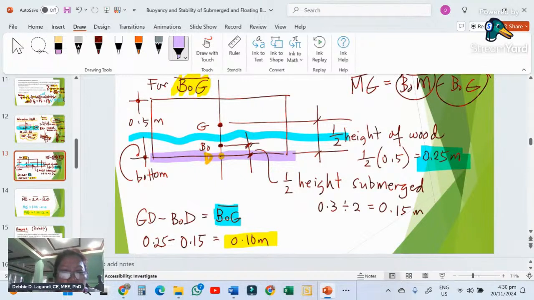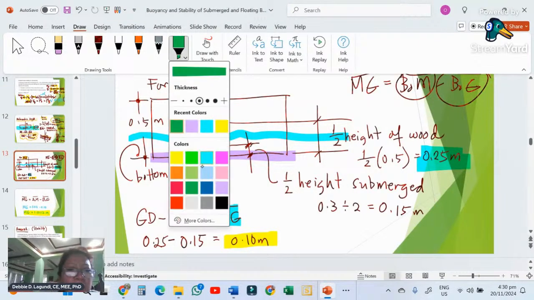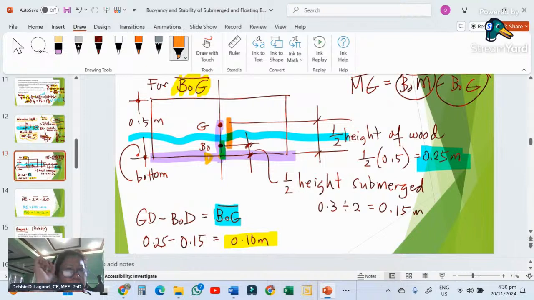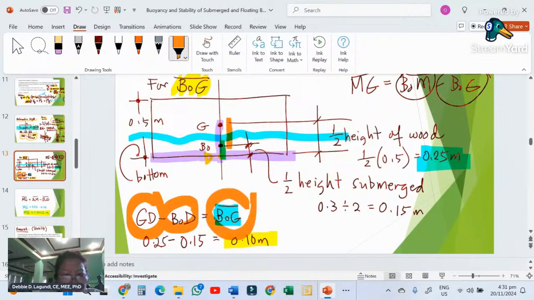Okay. So GD minus, you can already see from the illustration, minus BOD. GD minus BOD will give you BOG or GBO. So we are interested in the orange line. I repeat, the purple is the GD, and then minus the BOD, then you get the BOG.